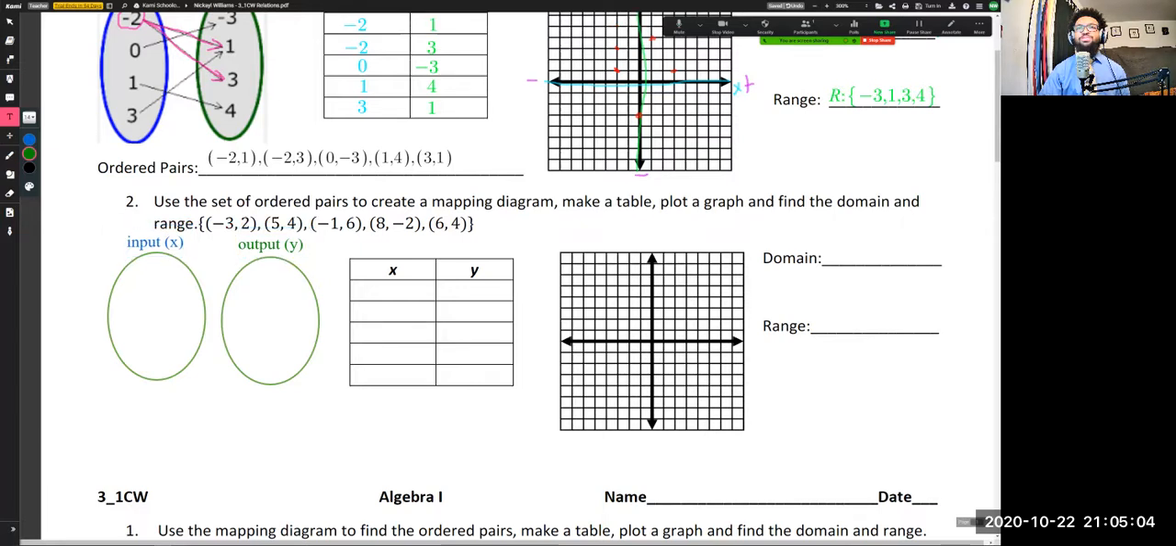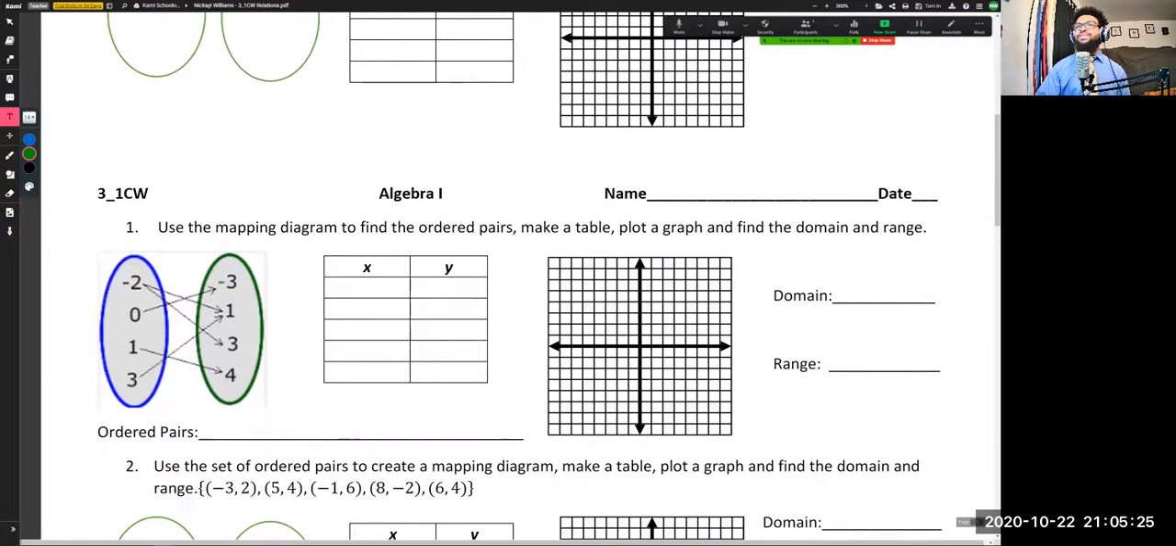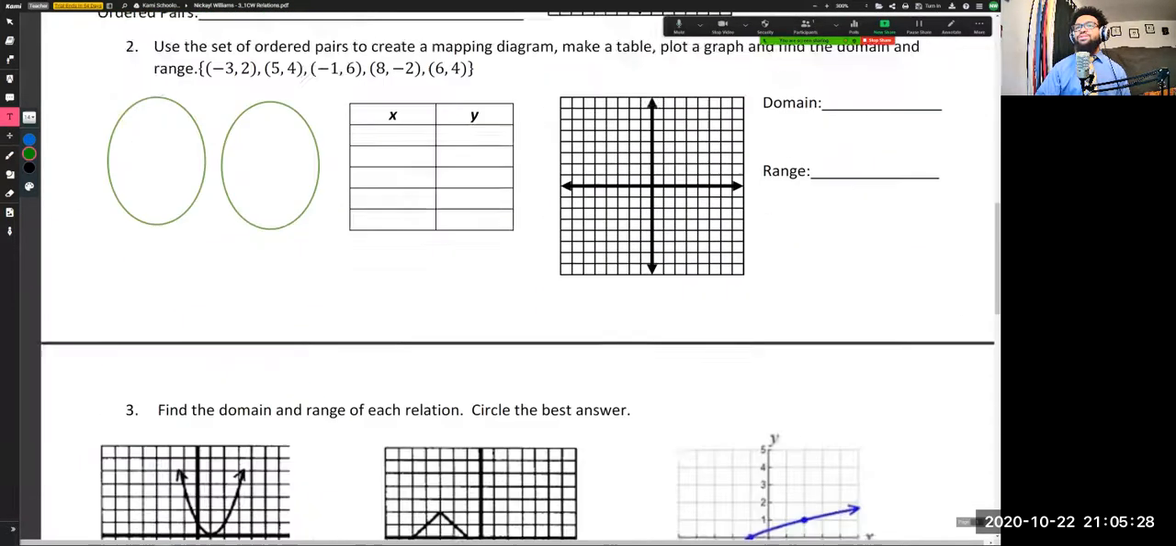Remember, our ordered pairs, the first coordinate is always the X. The second coordinate is always the Y. That should help you get started with reading the diagram. It already has the ordered pairs listed. You can make the table from that, go to the graph, and then do the domain and the range. If you have trouble or run into something where you can't figure it out, by all means, come ask one of us.